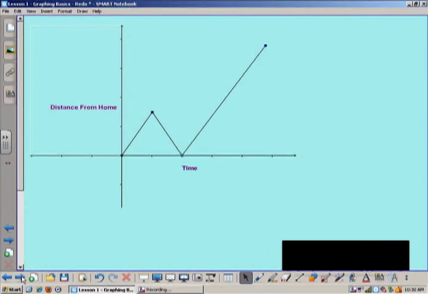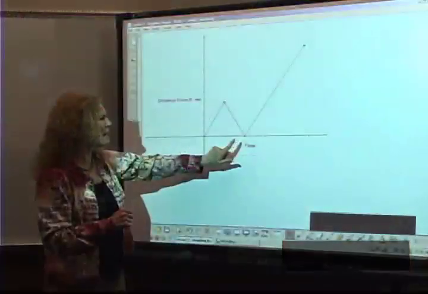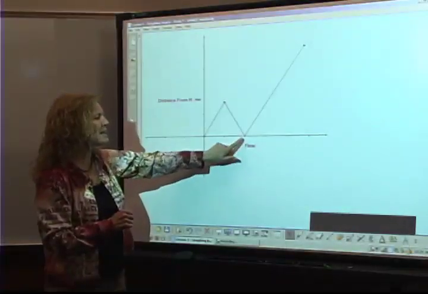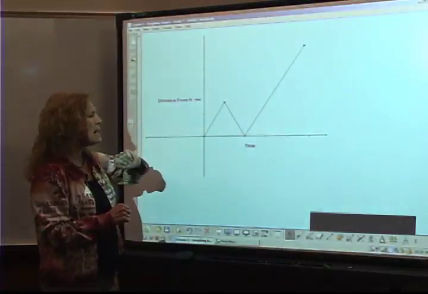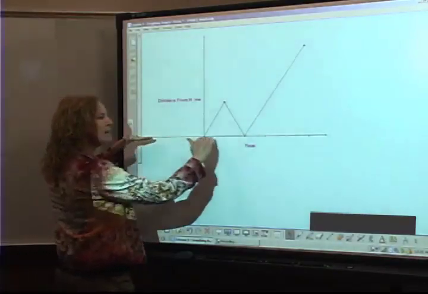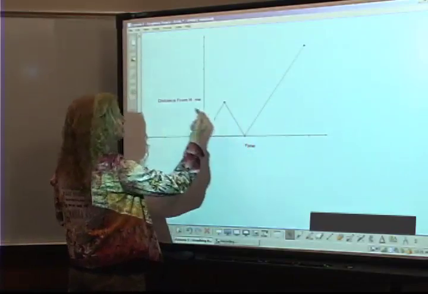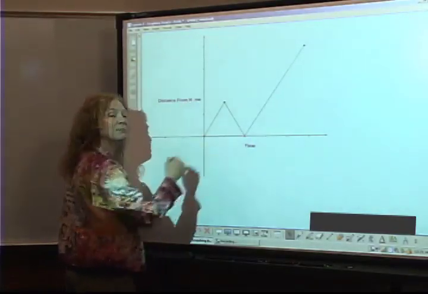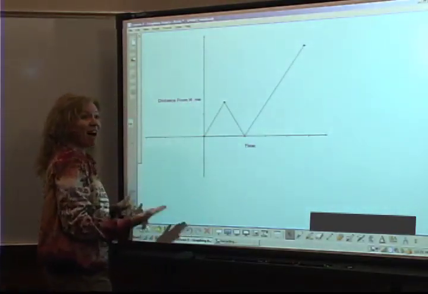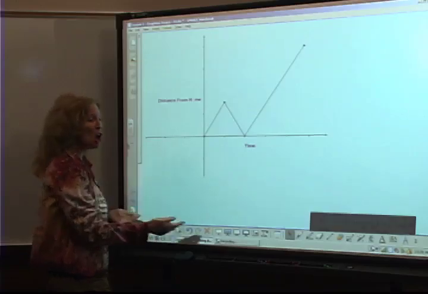Okay, now for the first one that I'm looking at here, we go up, we're increasing our distance away from home, and then it goes down, and it's kind of interesting here that we hit the x-axis. Now what that means is if we hit this horizontal axis, then my distance from home had to be 0, which means I guess I went back home.